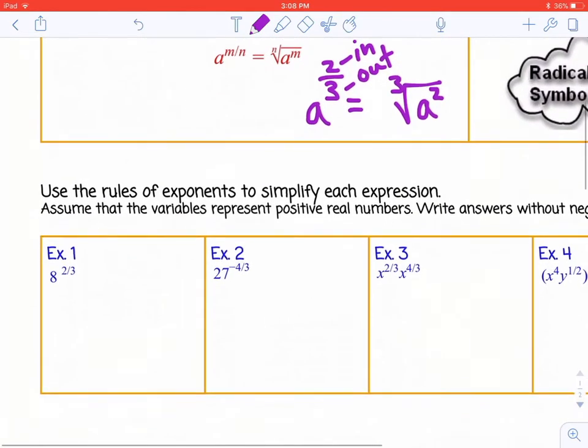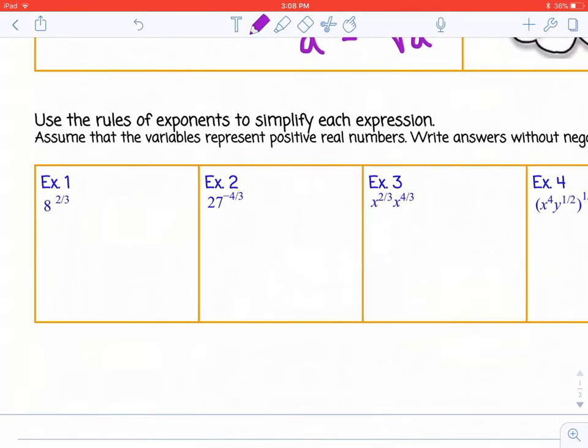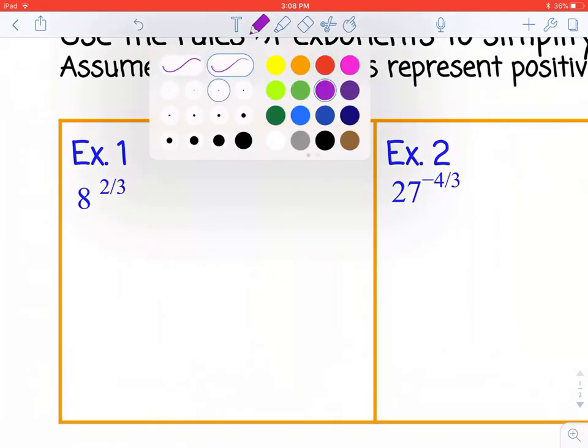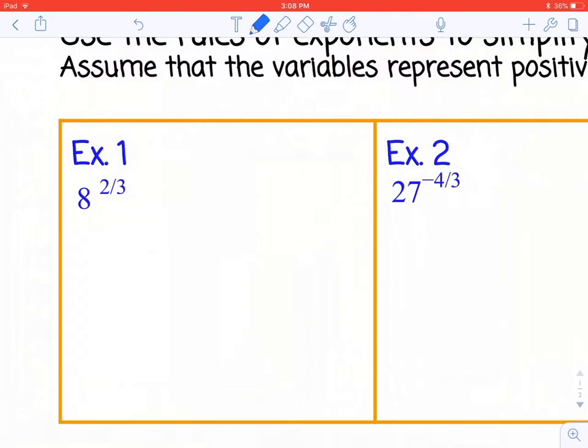So let's look at a couple of examples. Example 1, we have 8 to the 2/3 power. So I'm going to rewrite that. Okay, so 8 to the 2/3 power is equal to 8 to the 1/3 power squared. That was our first rule.